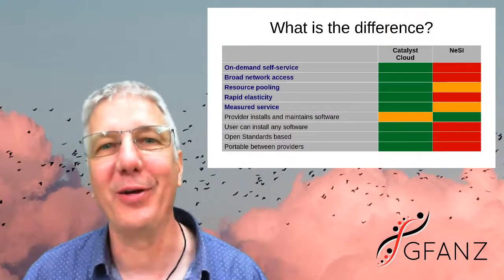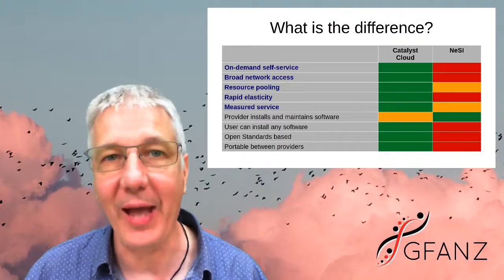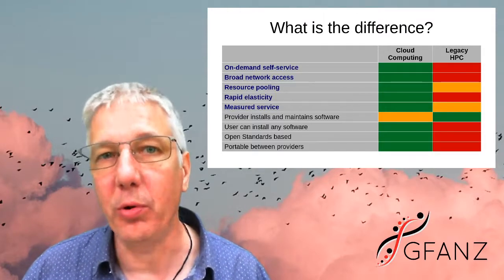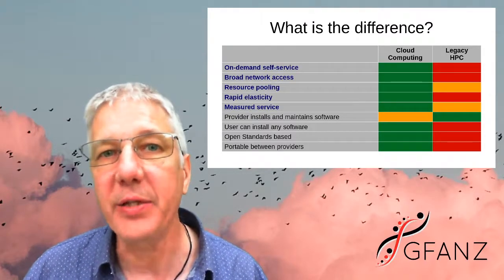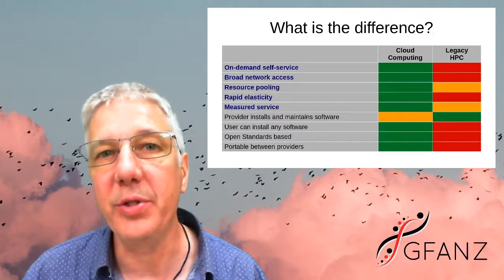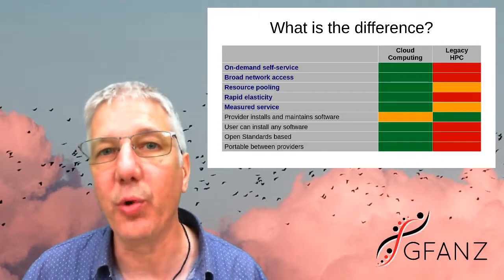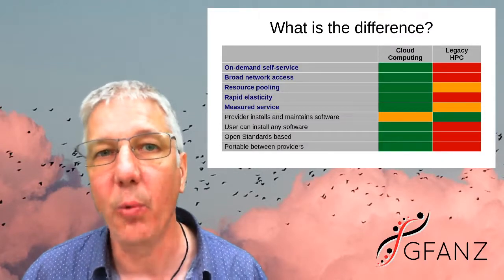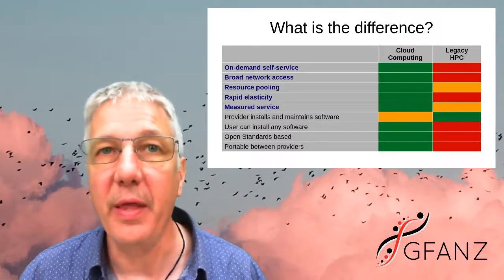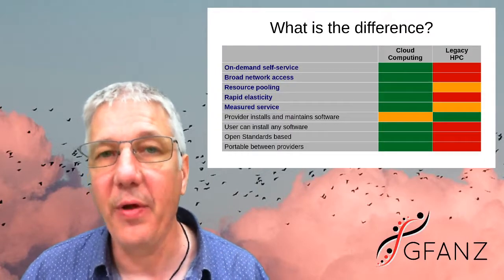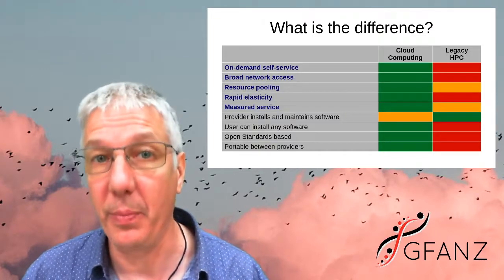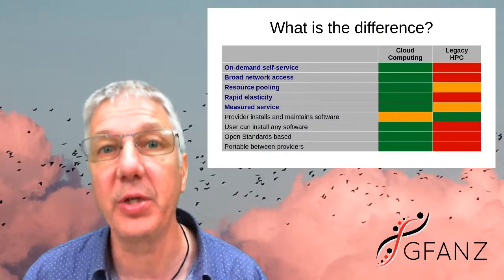When I talk about cloud computing here in Aotearoa, the question that's always asked is what's the difference between Nessie and the Catalyst Cloud? The more general question really is what's the difference between legacy high-performance computing systems and cloud computing? In this slide you see that it's color-coded. Green means it has that characteristic, red means it definitely doesn't, and amber is kind of somewhere in between. So you'll see that on the left, the points highlighted in blue are the definition of cloud computing. It has to have all 5 of these characteristics to be cloud computing.